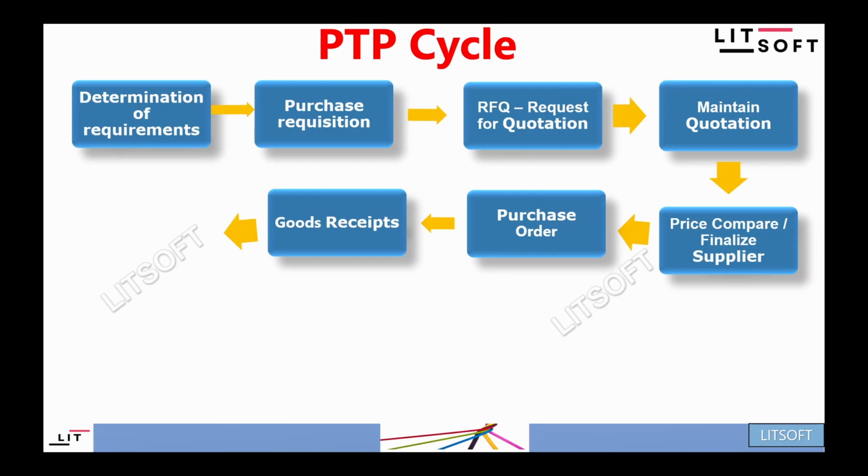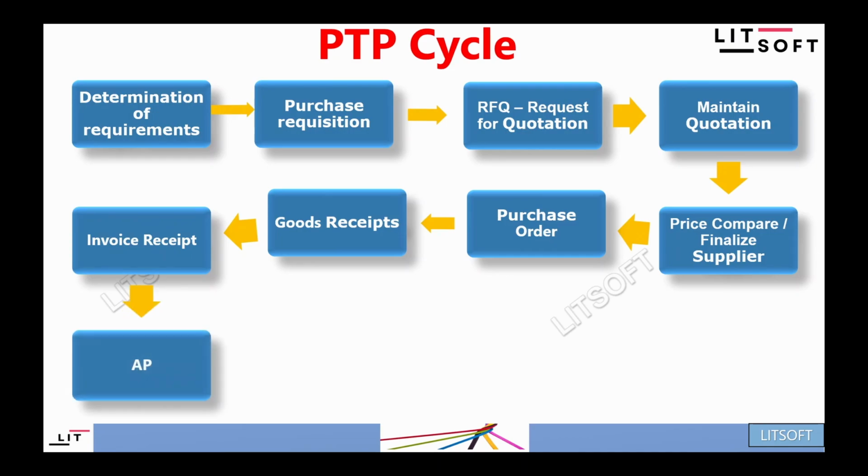In this scenario, we are going to talk about the purchase order again, and the goods receipt against the purchase order. Then against the goods receipt, I got the invoice receipt and updated it in the system. Then against the invoice amount, I'm going to make the payment, and the finance department will take care of that. This is the overall PTP cycle: purchase requisition, RFQ, maintain quotation, comparison, then purchase order, goods receipt, invoice receipt, and account payable. So this is the overall cycle.